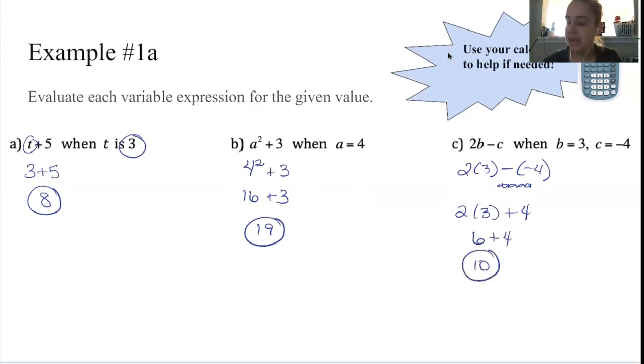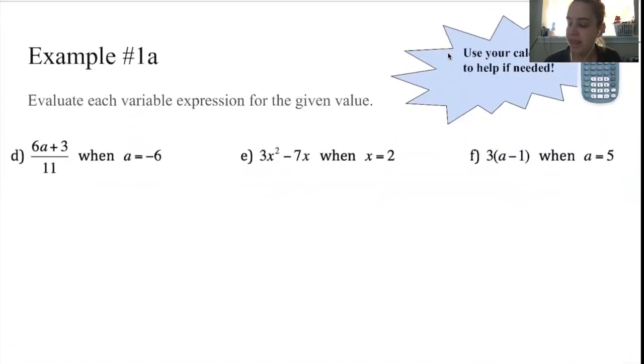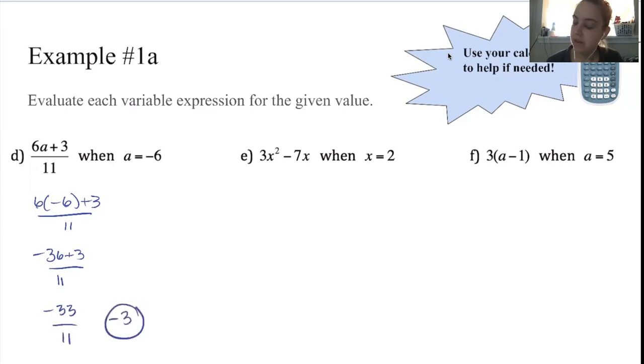So evaluating expressions, and that's really all we're doing today, folks. They get a little bit longer. So we have 6 times negative 6 plus 3 over 11. Negative 36 plus 3 over 11. In the numerator, I'll have a negative 33 over 11. This becomes negative 3.